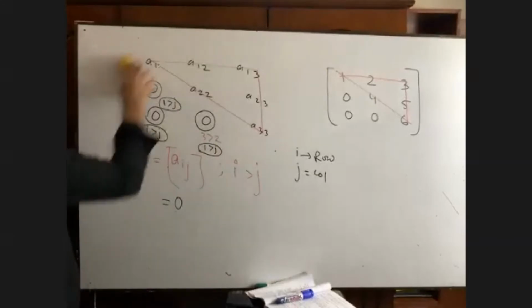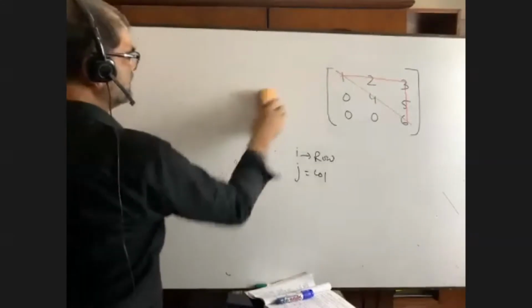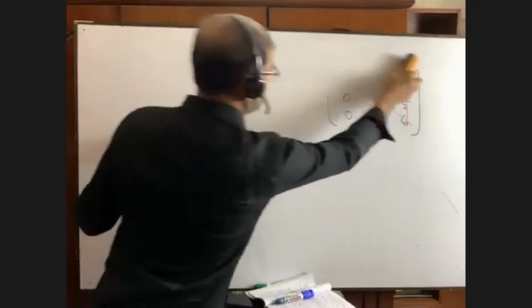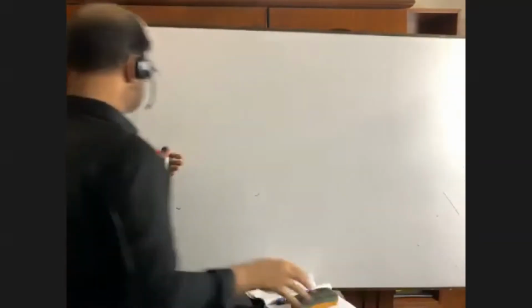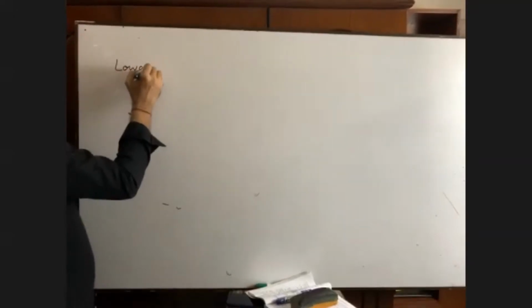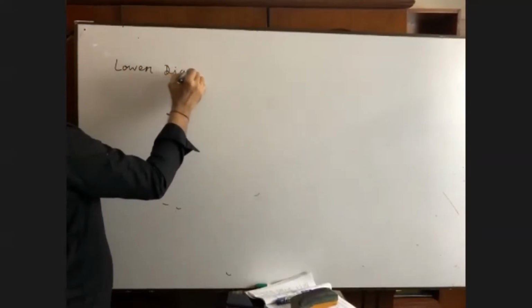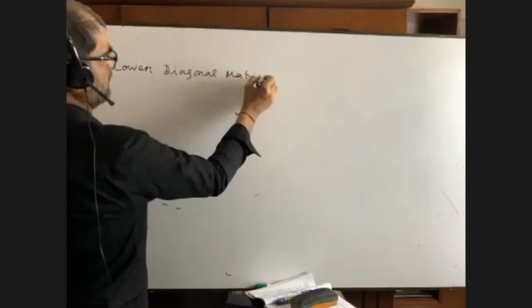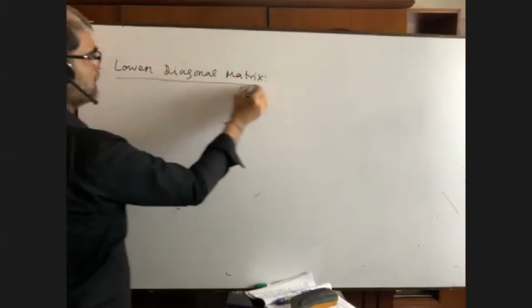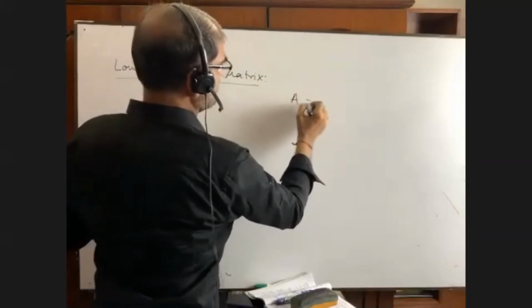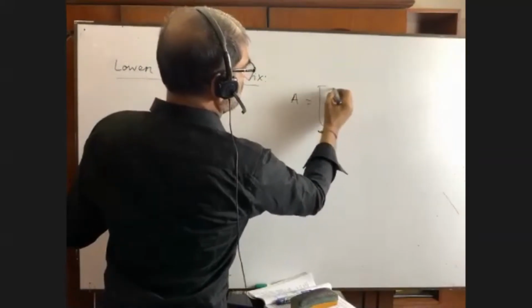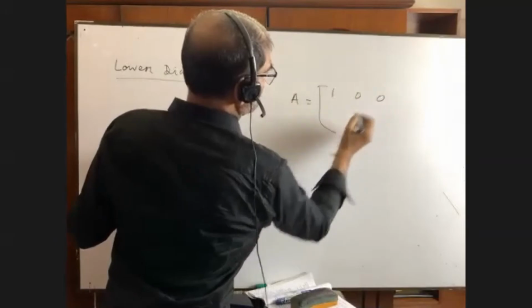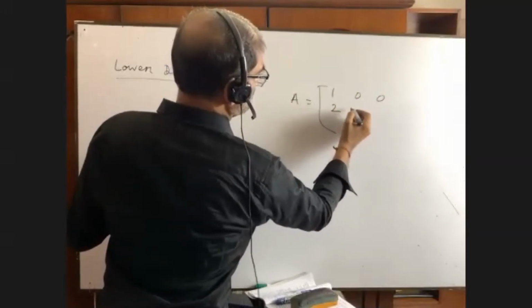Yes, sir. Perhaps not. Anyway, for the lower triangular matrix, perhaps you will come to understand again. Please try to understand from the very beginning. Lower triangular matrix. You will see an example. Suppose A is equal to 1, 0, 0. Suppose 2.